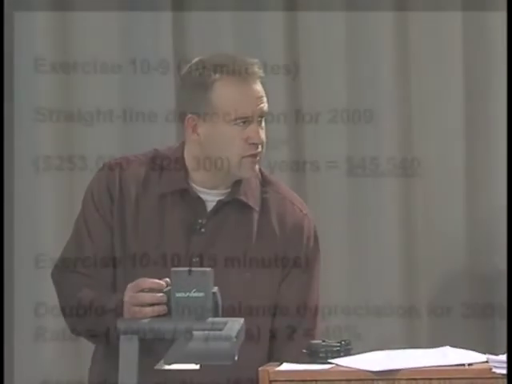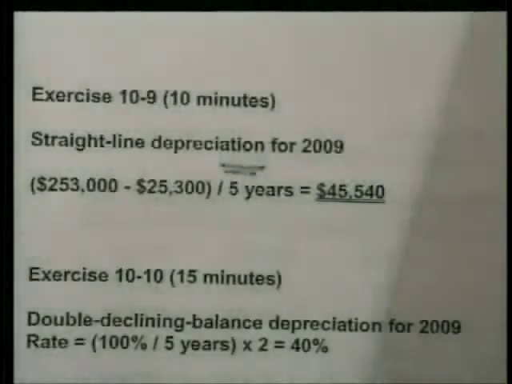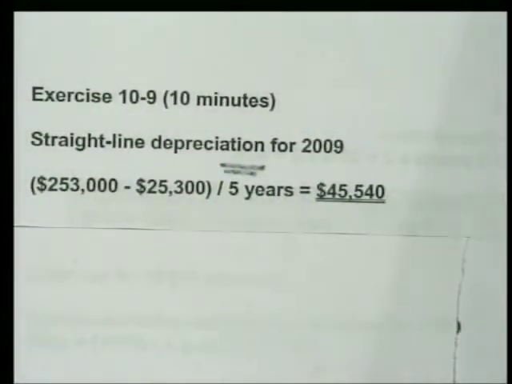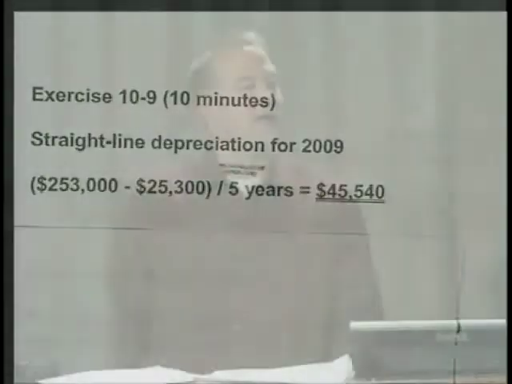Okay? All right. Well, this is what they have in their answer key. The straight line depreciation for 09 would be the cost of $253,000 minus the salvage value of $25,300 divided by the estimated useful life of 5 years. And that gives you 45,540, correct? Now that's assuming we had it the whole year though, correct? Did we have it the whole year? I don't think we did. How many months did we have it?